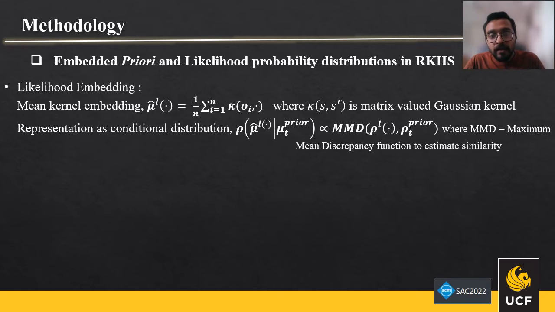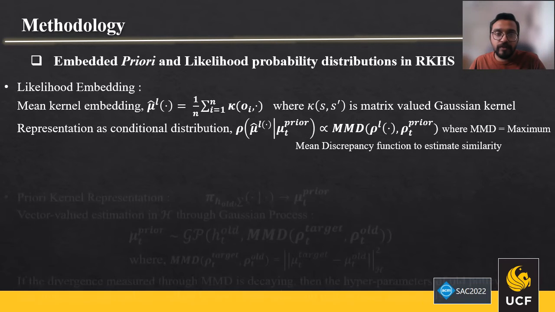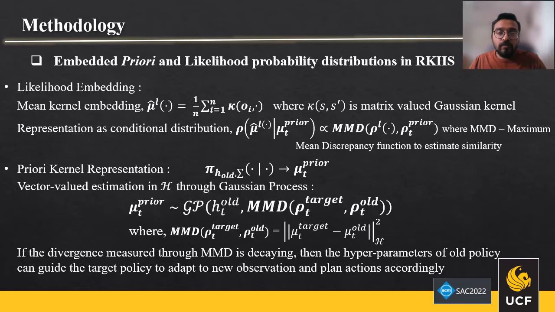prior embedding. Here MMD is called the maximum mean discrepancy, and it calculates the difference between the current probability of the likelihood function and the prior likelihood function. This discrepancy measures the similarity of the probability of the current event with the prior event. Now, this mu t prior encodes the state distribution of the hindsight knowledge captured by the old policy, that is pi h old.